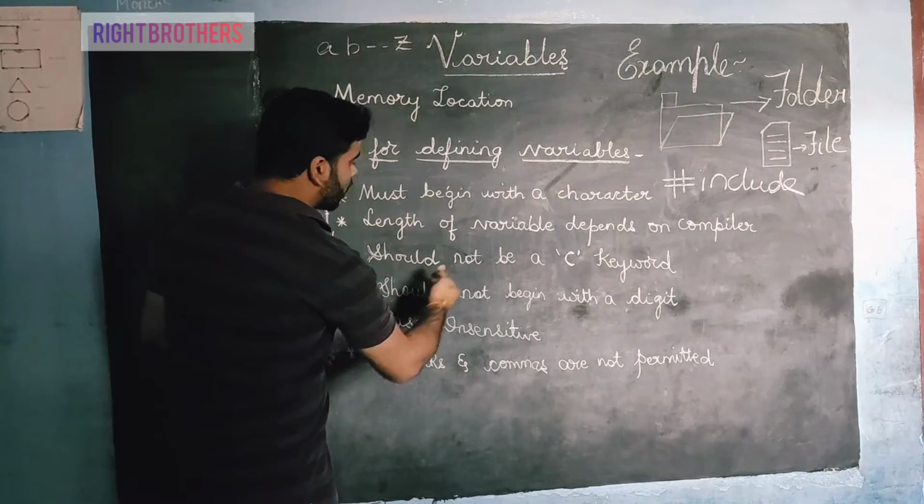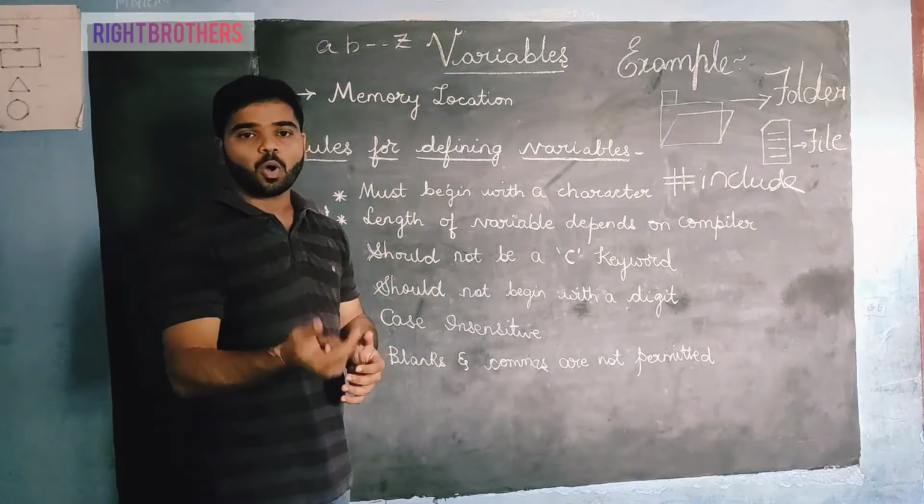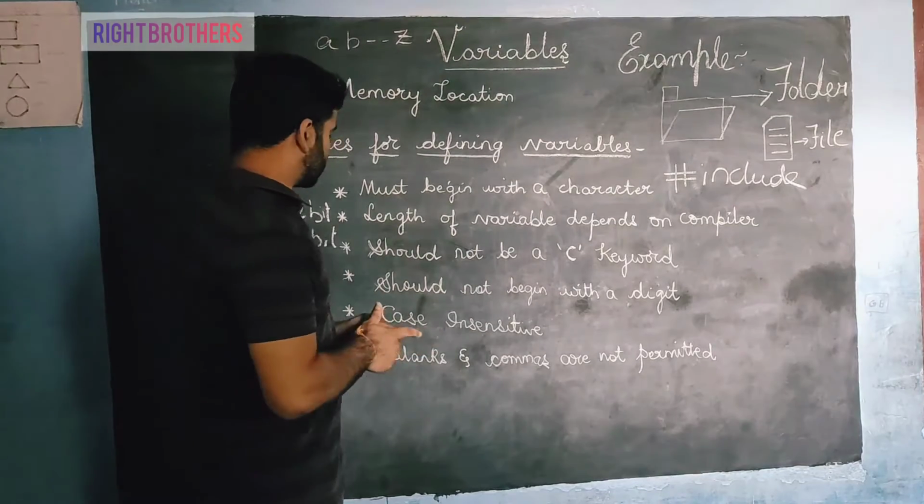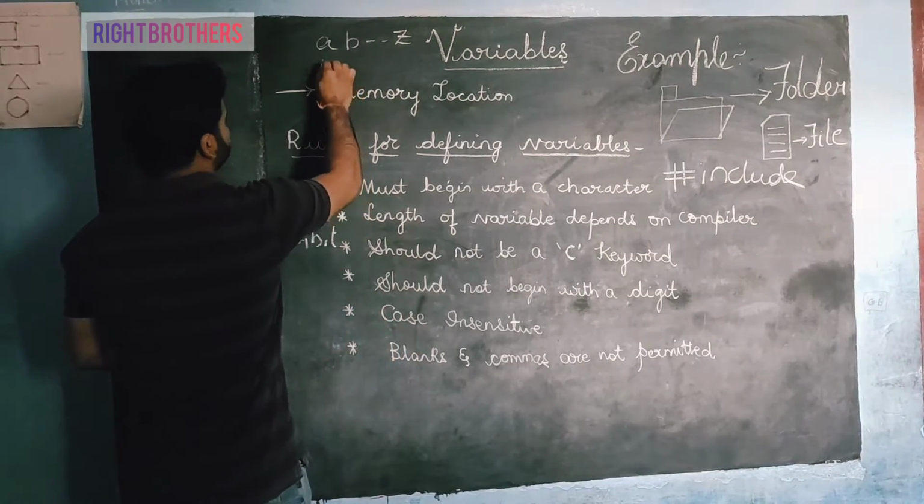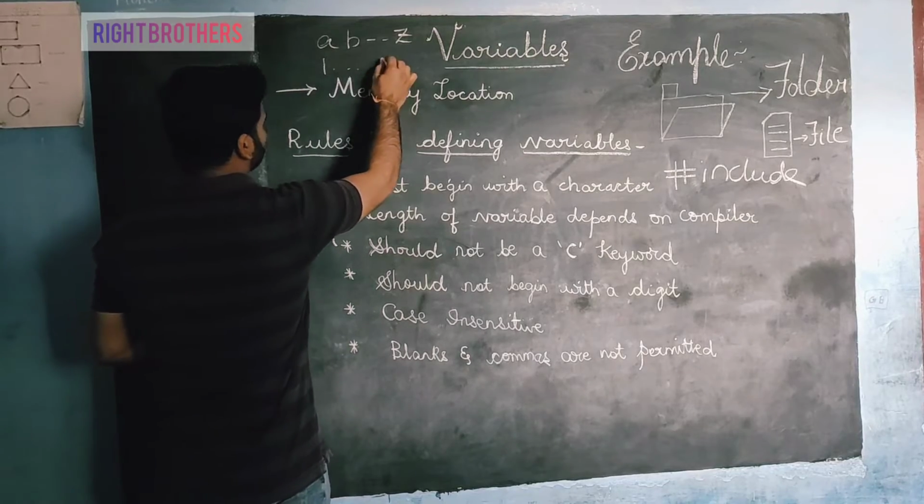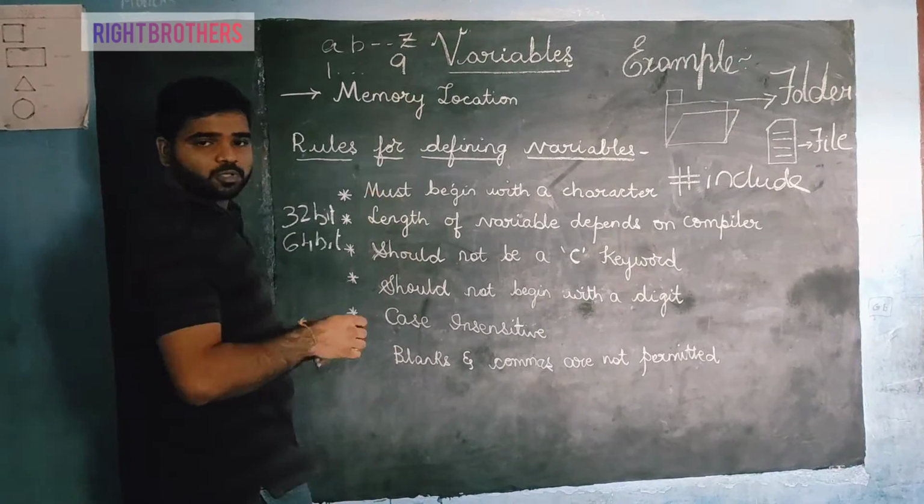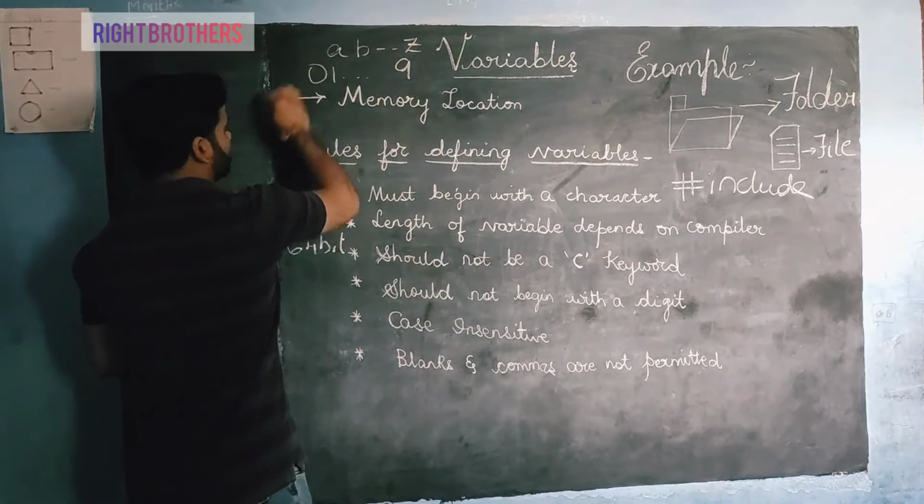Next, it should not begin with a digit. As you know what a digit is, it should not begin with numbers like 1, 2 and so on up to 9. Of course, it should not also begin with a 0.